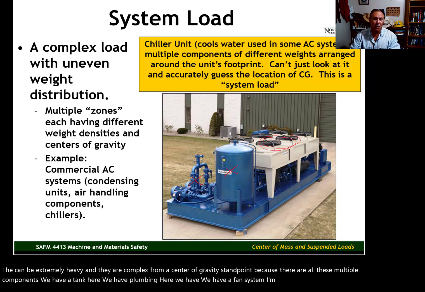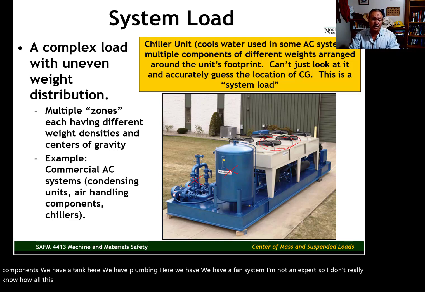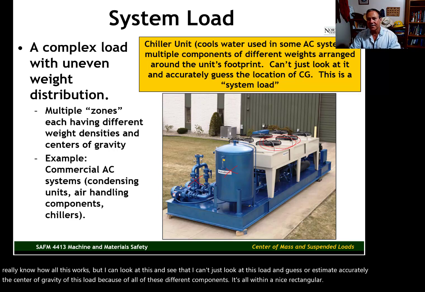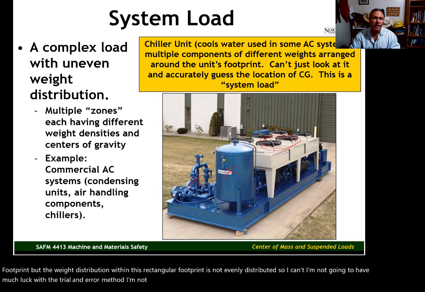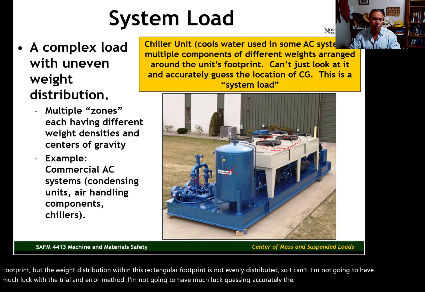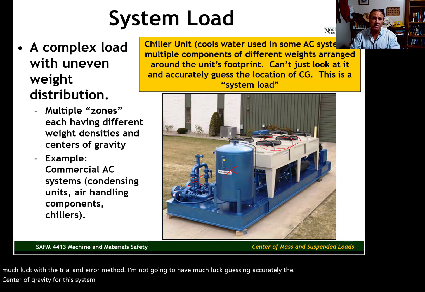I'm not an AC expert, so I don't really know how all this works, but I can look at this and see that I can't just look at this load and guess or estimate accurately the center of gravity because of all of these different components. It's all within a nice rectangular footprint, but the weight distribution within this rectangular footprint is not evenly distributed. So I'm not going to have much luck with the trial and error method. I'm not going to have much luck guessing accurately the center of gravity for this system load. Again, this is what I call a system load. This is a good example of a system load.